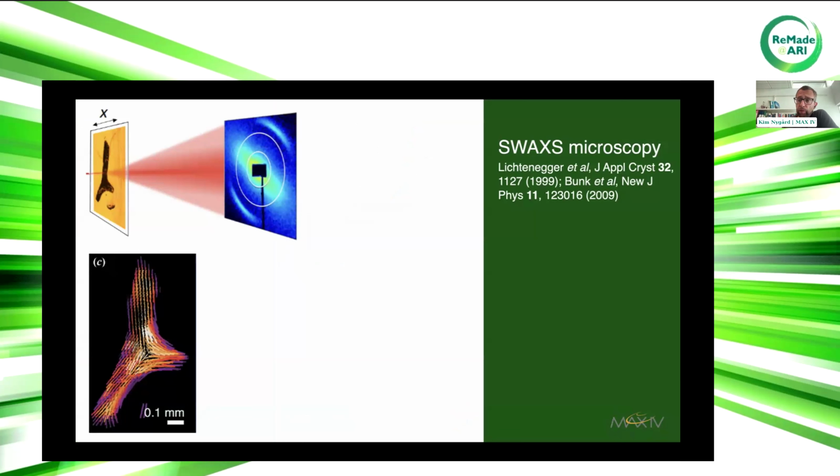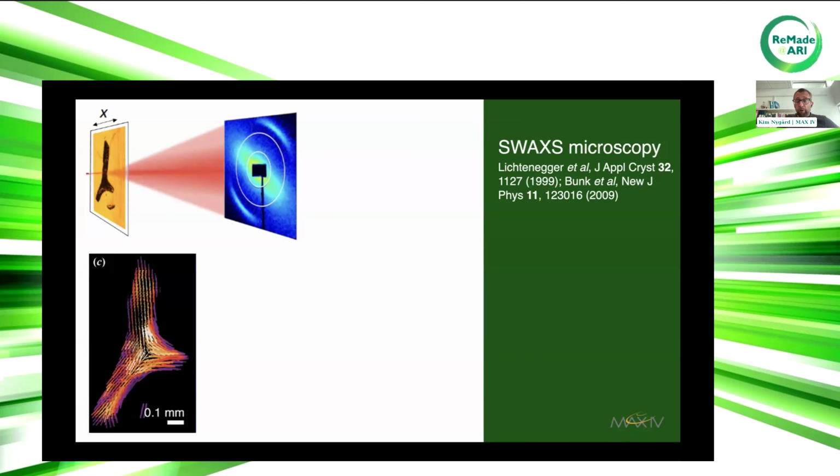So if we then think about what kind of experiments we can do, we have a few different modes. We can scan the sample in 2 dimensions, let's say transverse and vertical to the beam. So this is shown here as a schematic of scanning SWAXS imaging on a piece of bone. And this is what I would call SWAXS microscopy.